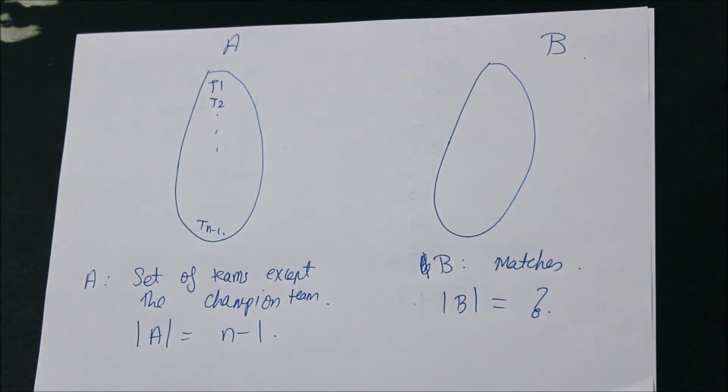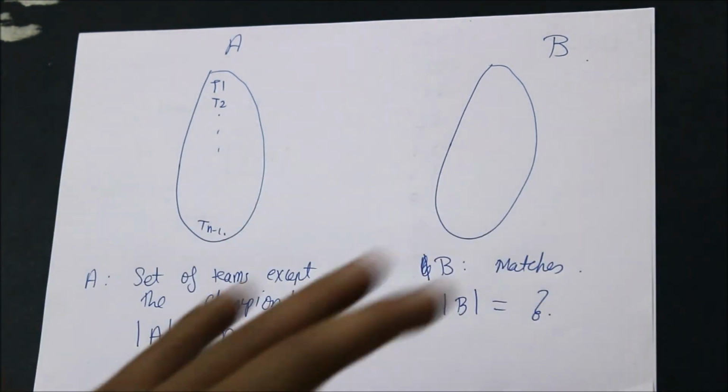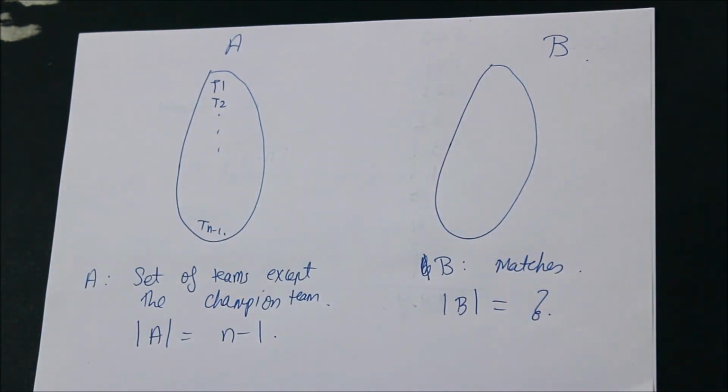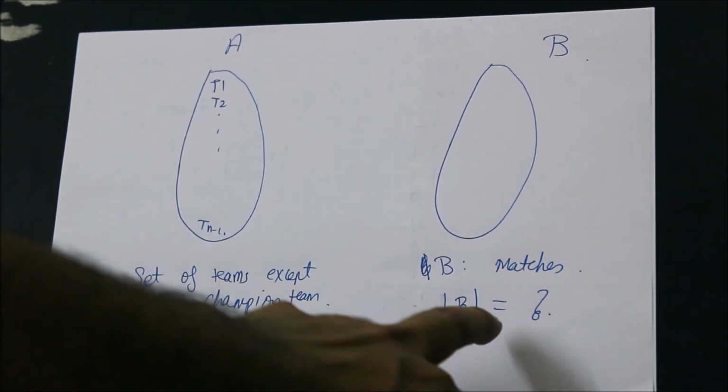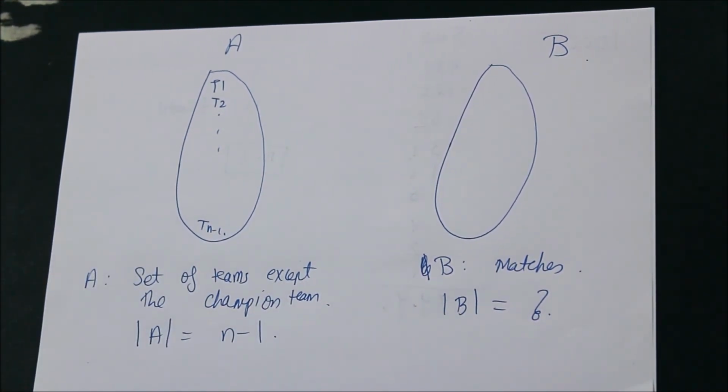So what will be the cardinality of B? It is the number of matches that is going to be played in the tournament. So this is what my aim is. I want to find B. Now, as we know the answer, n minus 1 matches have to be played. So ultimately what I have to prove is that the cardinality of A is the same as the cardinality of B. That means I am going to define a bijection between these two sets.